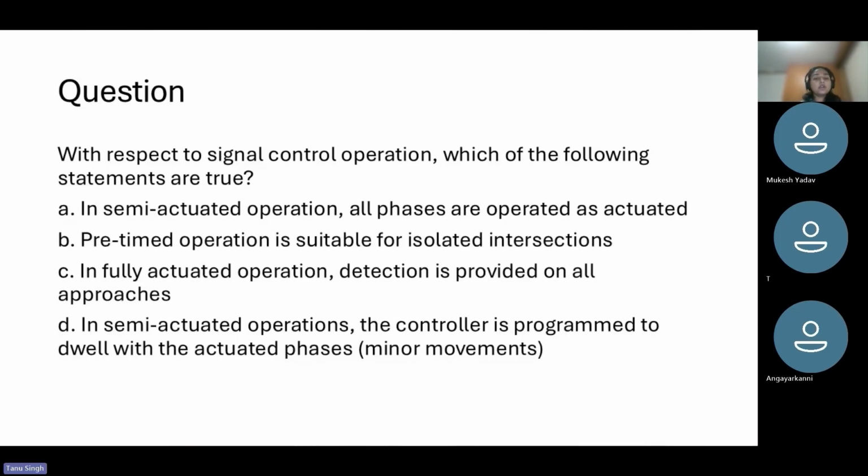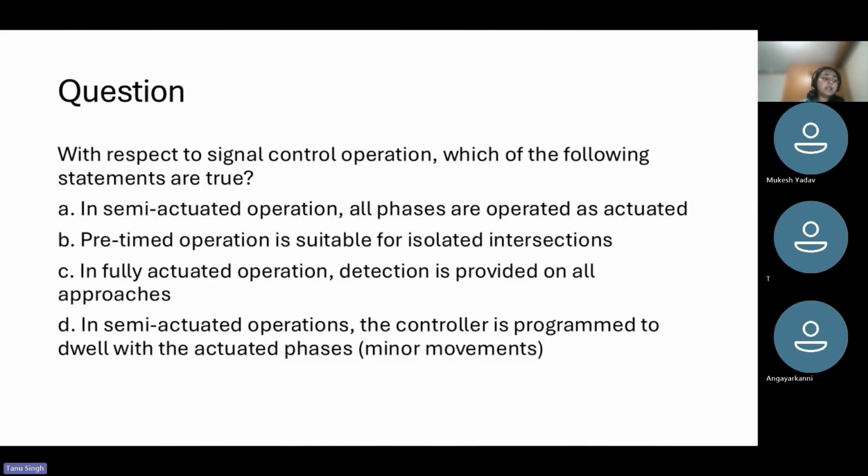Then, in fully actuated operation, detection is provided on all approaches. That is also a correct statement. In fully actuated operation, all the approaches are actuated, therefore it is based upon the real-world traffic volume, and it depends upon all approaches. Then statement D is, in semi-actuated operation, the controller is programmed to dwell with the actuated phase, that is minor movements. Here a term is mentioned: dwell.